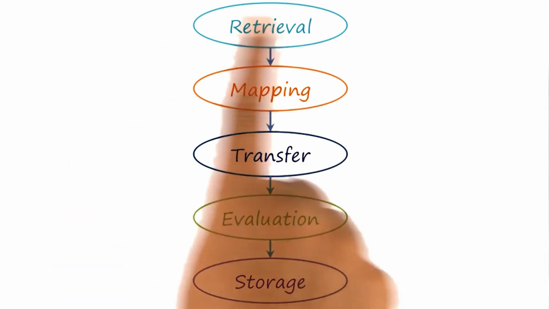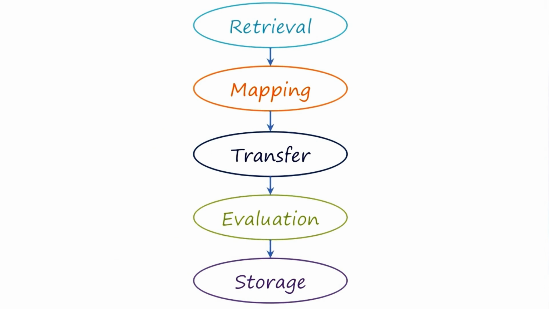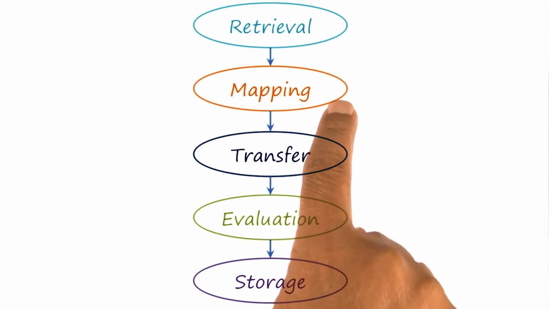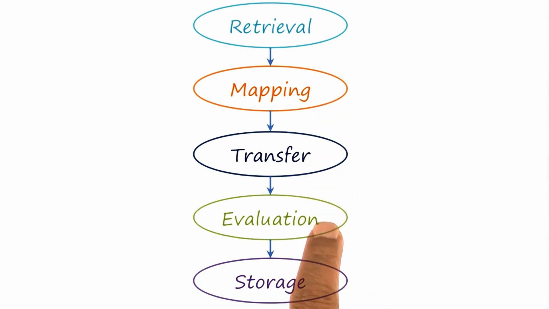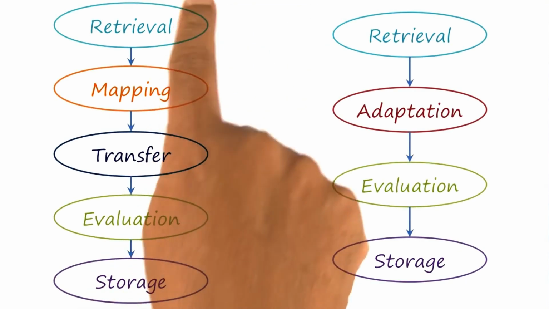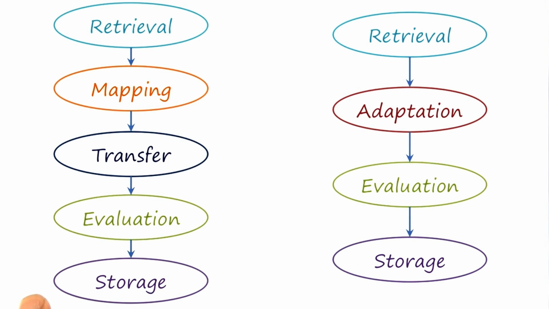A high-level process for analogical reasoning is shown here. It consists of 5 major phases: retrieval, mapping, transfer, evaluation, and storage. We'll discuss all 5 stages in detail. Let us compare for a moment the process for analogical reasoning in general with the process for case-based reasoning, the within-domain analogical reasoning that we discussed earlier. Notice that retrieval, evaluation, and storage are common between the two processes.